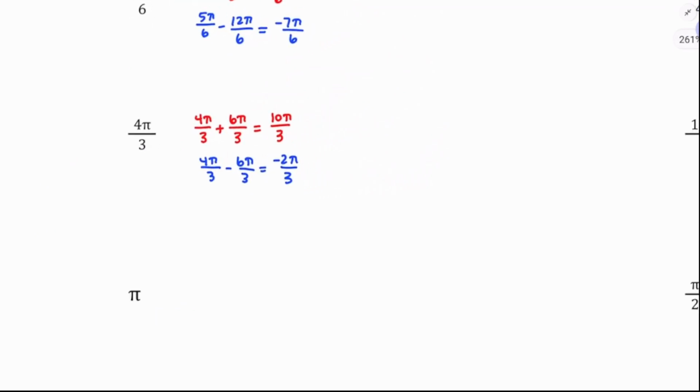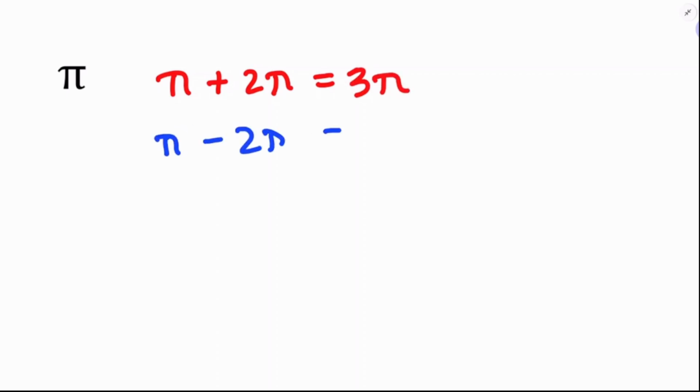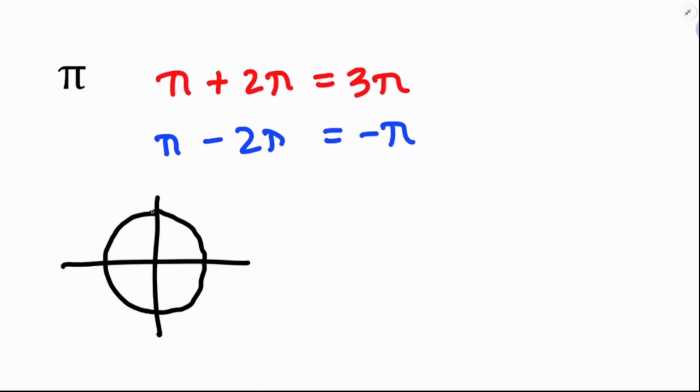All right, then pi. With this one, I'm going to say pi plus 2 pi equals 3 pi, and then pi minus 2 pi equals negative 1 pi, because I don't think a whole lot of support is needed on the arithmetic there. We're just going to point out that 1 pi, 3 pi, and negative 1 pi all belong at that spot, so that's all of our odd numbers of pi there.